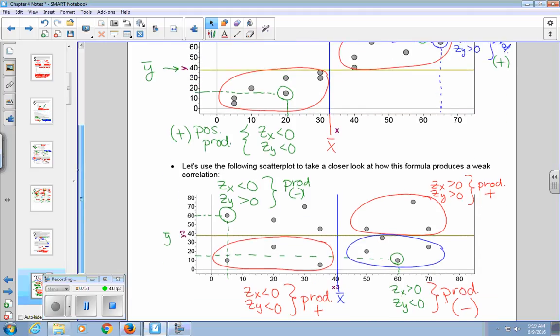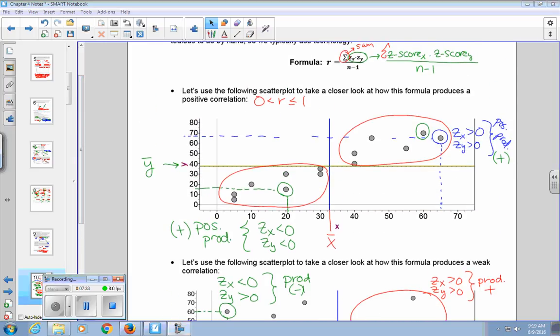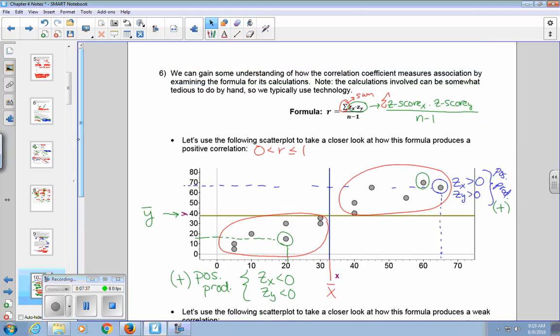And one reminder here. Again, this formula is somewhat tedious, so it's not one that you're going to have to do by hand very often, if at all. It's really not one you have to memorize. So I want to open up StatCrunch right now and just show you how you can use that to calculate your correlation.